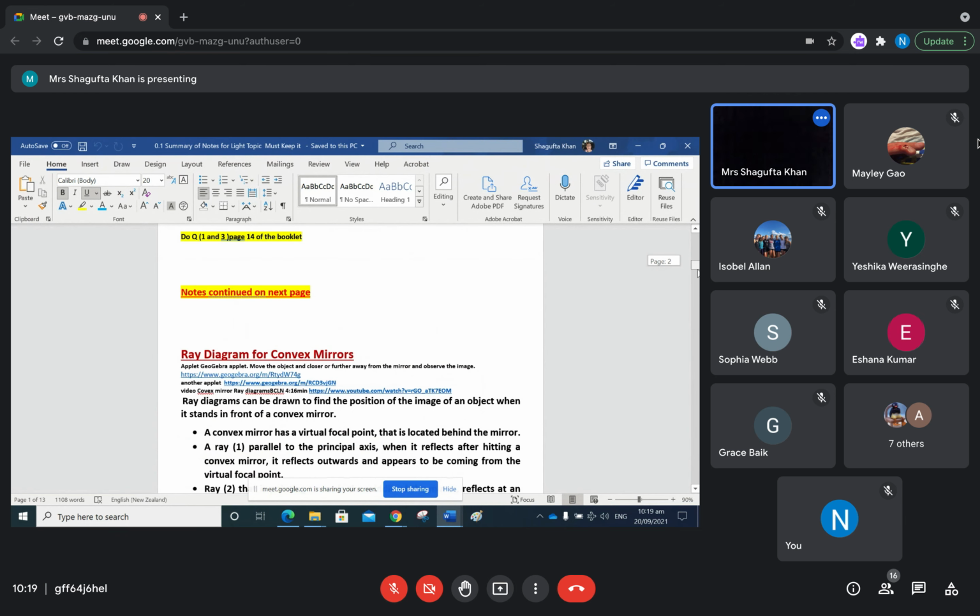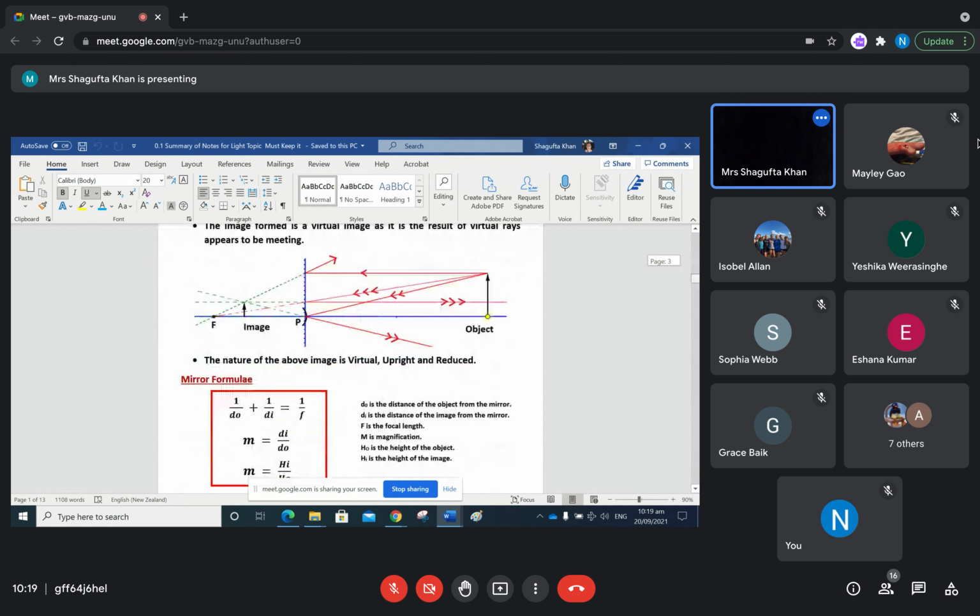Now, for a convex mirror, again there are 3 rays. The parallel ray goes outwards. The second ray, going towards the middle, reflects at an equal angle. Because rays don't go behind a convex mirror, it only appears that these rays are coming from behind the mirror, from this virtual focal point. So if we extend these rays over here and extend these rays over here, this is where they meet.